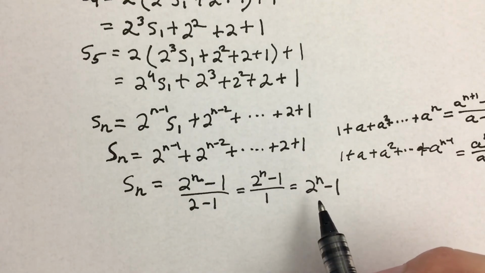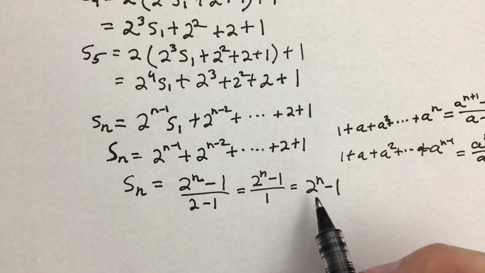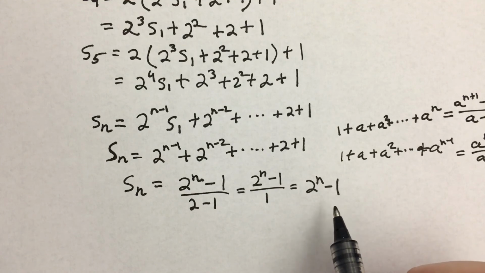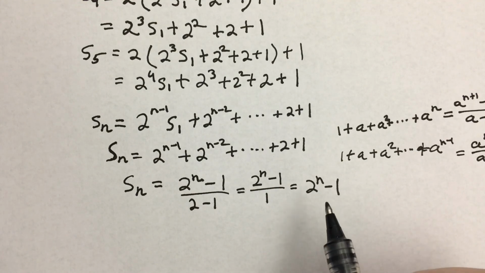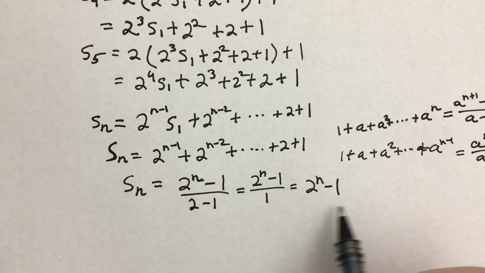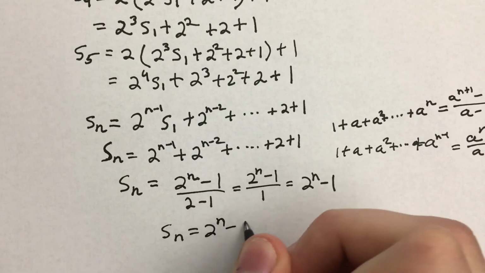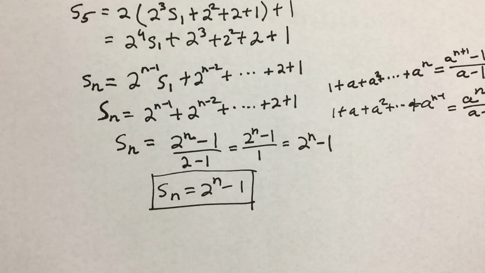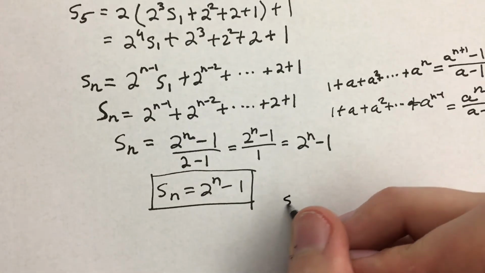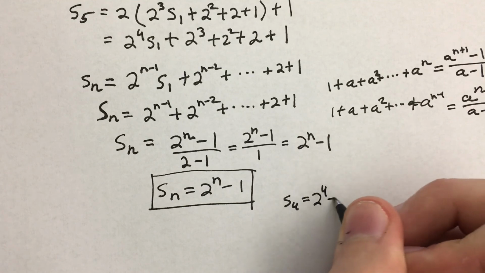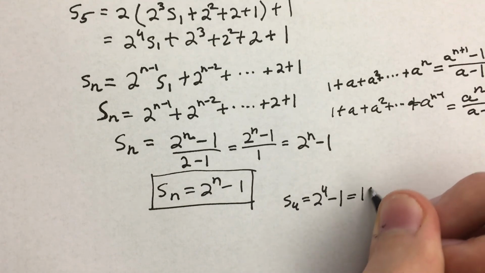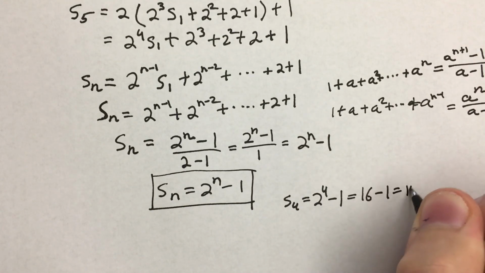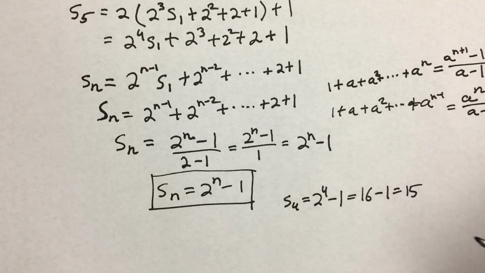So this tells us that the number of moves it takes to move n disks in the Tower of Hanoi to another peg is 2 to the n minus 1. If we wanted to figure out how many moves it would take us to move 4 disks, then s sub 4 equals 2 to the 4th minus 1, which is equal to 16 minus 1 equals 15. And so it allows us to calculate any term in the sequence without knowing the previous terms.